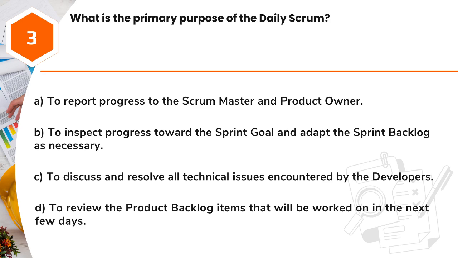Question 3. What is the primary purpose of the daily Scrum? A. To report progress to the Scrum Master and product owner. B. To inspect progress toward the sprint goal and adapt the sprint backlog as necessary. C. To discuss and resolve all technical issues encountered by the developers. D. To review the product backlog items that will be worked on in the next few days.